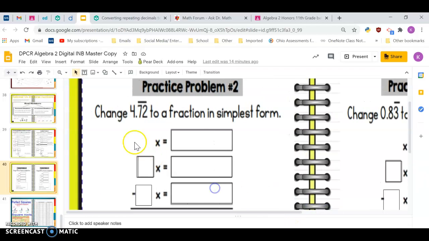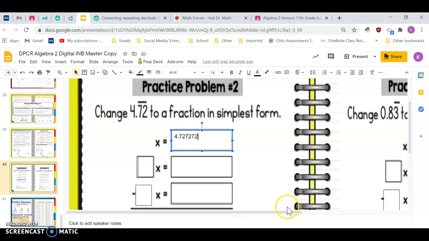All right, first one. We have 4.72 repeating. So everything that's repeating is the 7 and the 2. So first thing we do, let's set that decimal equal to x. So we have x = 4.72, 72, 72, and so on. I just put a couple here in the decimal places so we could see that this is repeating.